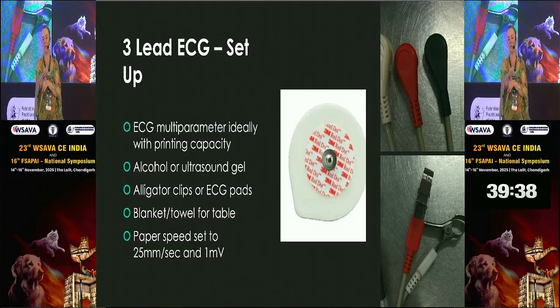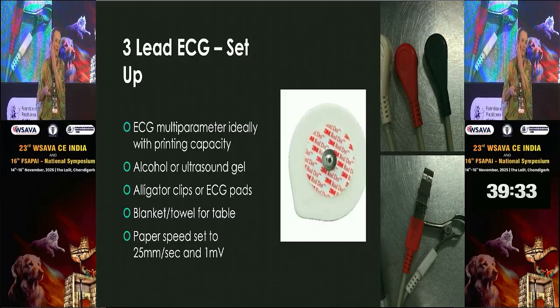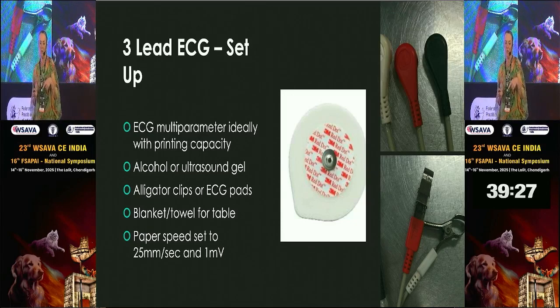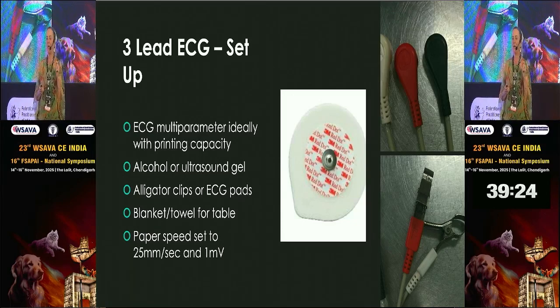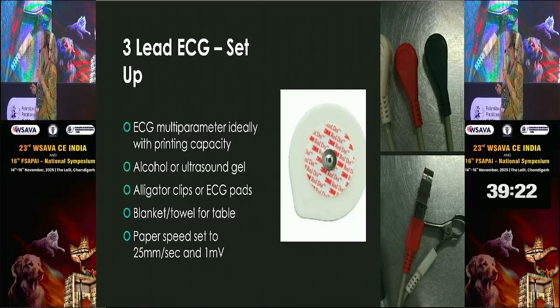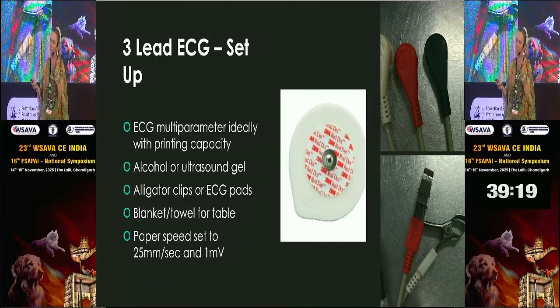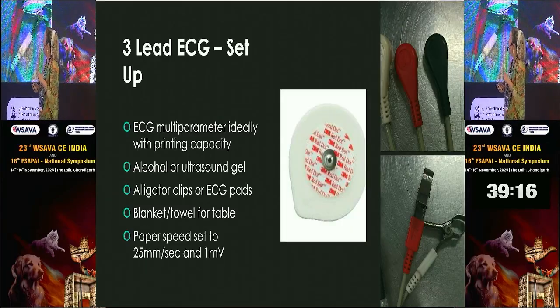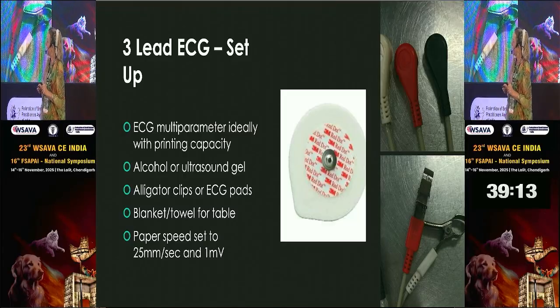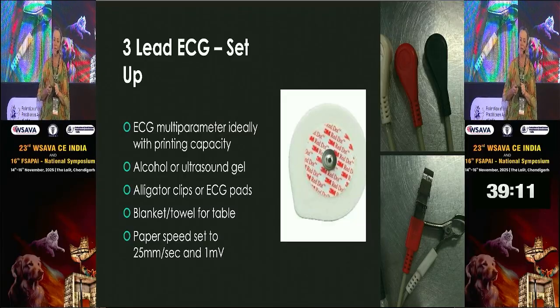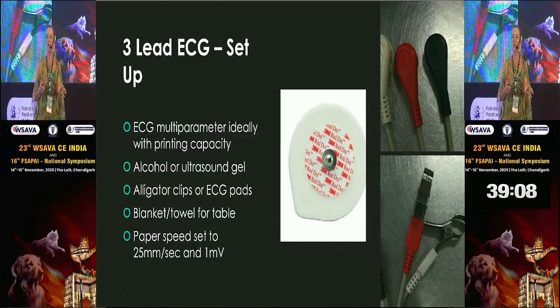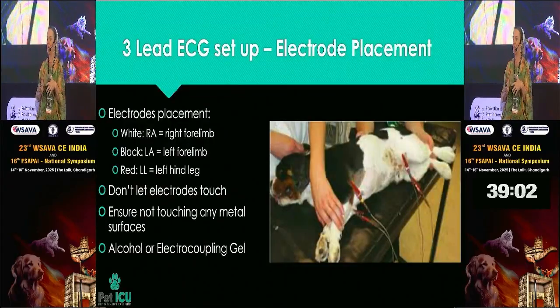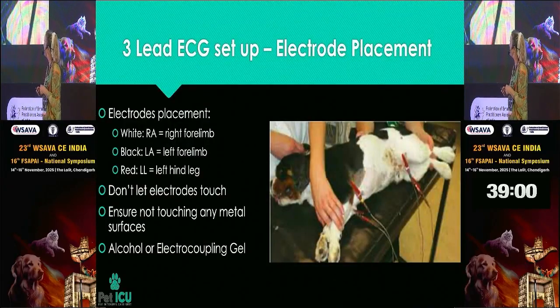And most machines will come with an extension, and you can buy an extension that comes across, and we always have a spare because dogs like to chew through these if they're left on them. We'll use alcohol or ultrasound gel, and electrocoupling gel, which I've got on another slide, actually gives you better conduction, but sometimes just your normal ultrasound gel will do. A blanket or a towel on the table. And if we're setting our speed, the normal speed we look at them on is 25 millimeters per second, but you can look at it slower if you really want to stretch it out and get a better view of it.